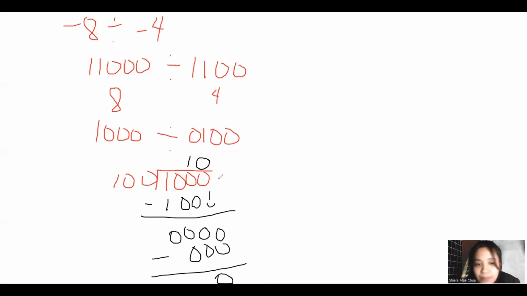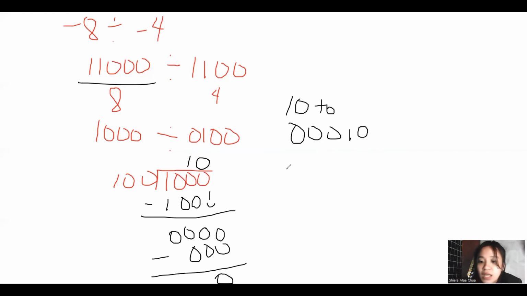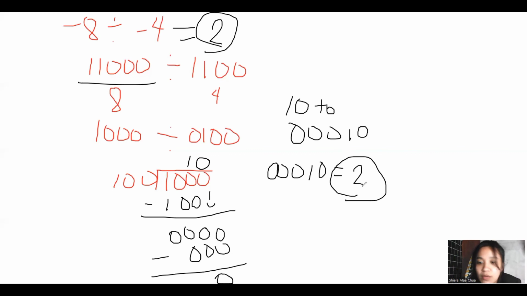We have the 1, 0 here, and this is a 5-bit, so we will make it 0, 0, 0, 1, 0, which is equal to 1, 0. Is 0, 0, 0, 1, 0 equal to 2? And negative 8 divided by negative 4 is also equal to 2. So meaning we got the correct answer.